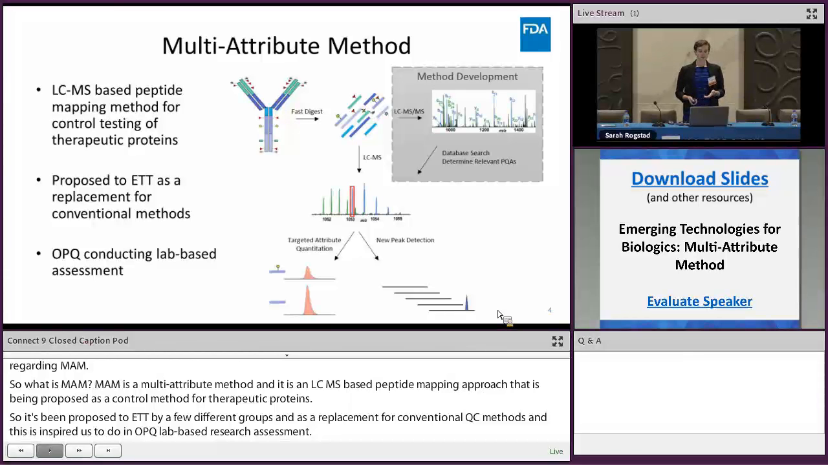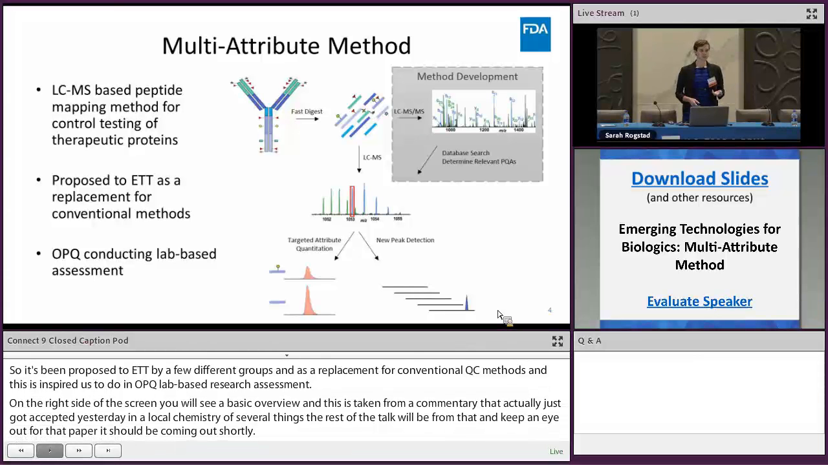So basically what you have with the multi-attribute method, and this example is using a monoclonal antibody, but it's not necessarily limited to that. What we've seen at this point is mostly MABs and fusion proteins, though. So basically you do a quick digest, usually using trypsin. The time period of that is shorter than your general tryptic digest in order to move the process along and also limit digestion artifacts. So then you have a tube full of peptides, essentially, and you'll do LC-MS in order to do your method development.